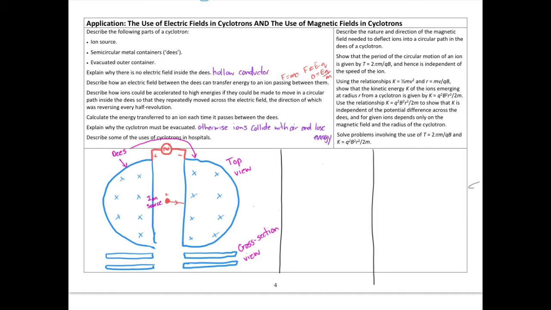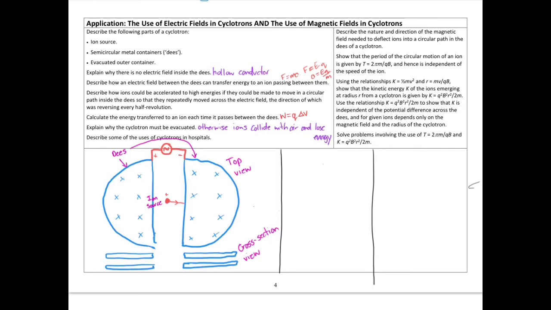If you want to calculate how much energy it gains, rather than doing its acceleration, which is this dot point here, calculate the energy transferred to an ion each time it passes between the Ds. Then we use the formula for the work done. So the energy gained is the work done, which equals the charge times the voltage. So Q delta V. So it accelerates and gains energy, whichever way you want to think of it.